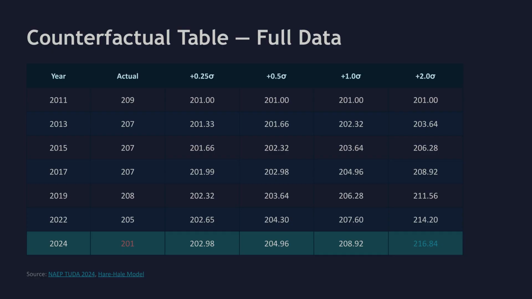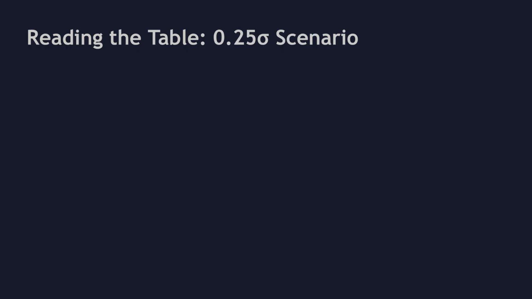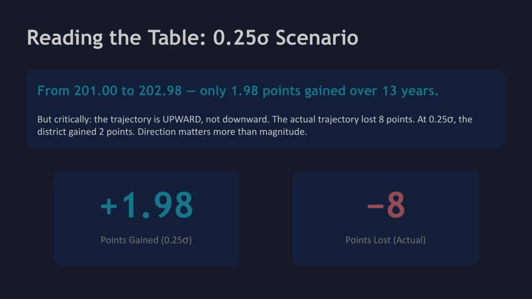This table presents the full data for the counterfactual scenarios, showing the projected scores for each growth rate compared to the actual scores across the years up to 2024. In the 0.25 sigma scenario, the score increases from 201.00 to 202.98, gaining almost 2 points over 13 years. Although small, this trajectory is upward, contrasting with the actual trajectory where 8 points were lost. The direction of change is more important than the immediate magnitude.